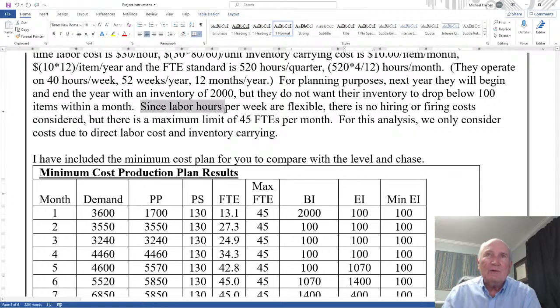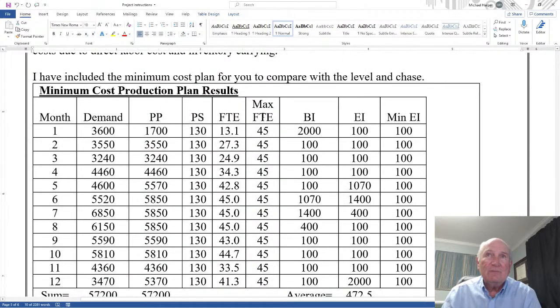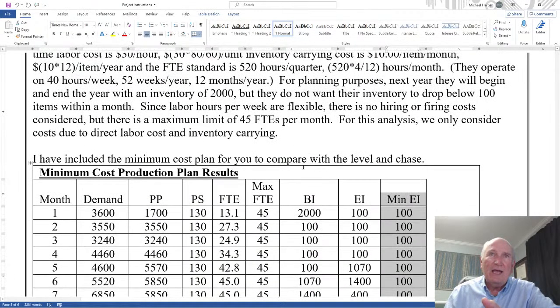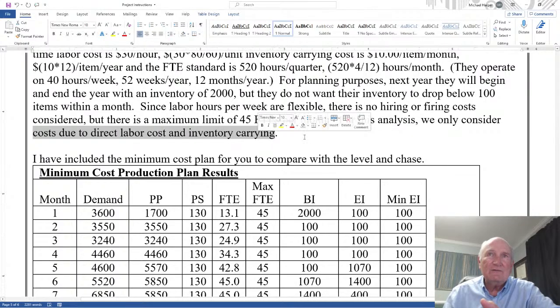Since labor hours per week are flexible, there is no hiring and firing cost considered. But there is a maximum limit of 45 FTEs per month. And you can see it right here. The max FTE is at 45. You can't go over that. Well, I've done that over here, and I put that constraint on my labor, this constraint on my inventory, and I calculated, for this analysis, we only considered cost due to direct labor cost and inventory carrying.